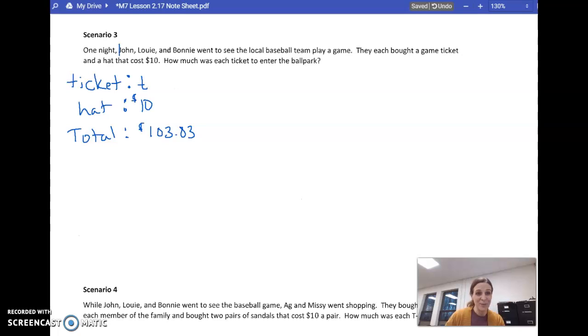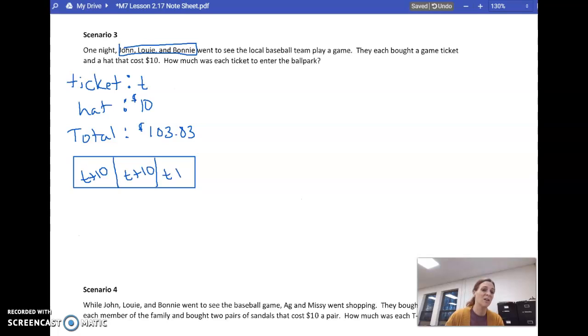Not 5 this time, only 3. Just John, Louie, and Bonnie. So when I do my tape diagram, I only need 3 boxes. Okay, so they each bought a ticket and a hat. Whatever the ticket costs plus $10 for the hat. Whatever the ticket costs plus $10 for the hat. Whatever the ticket costs plus $10 for the hat. And there's 3 of them.